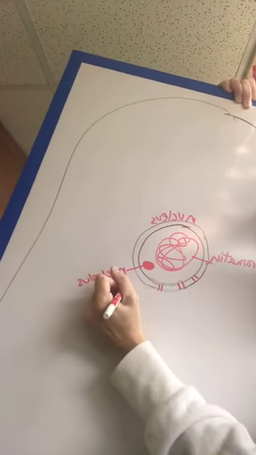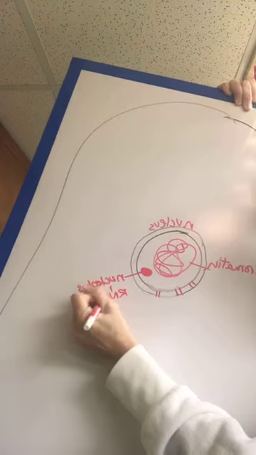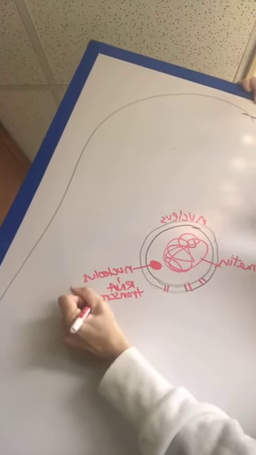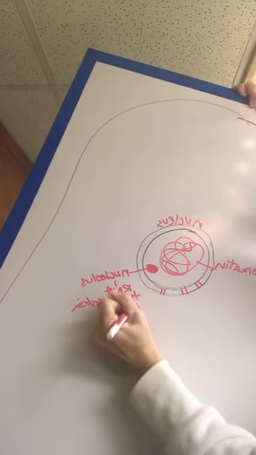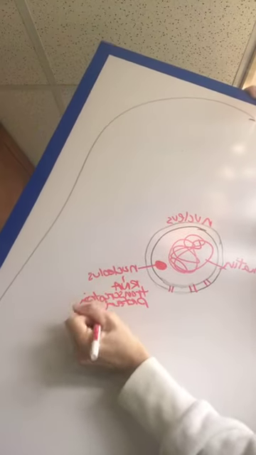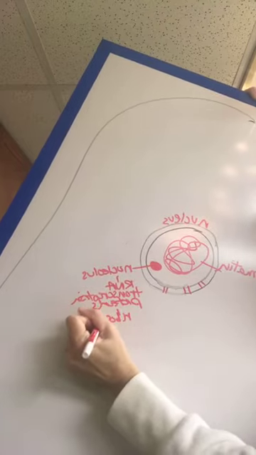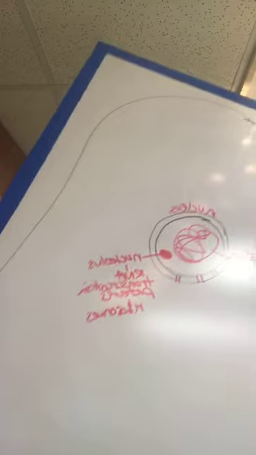The nucleolus is where RNA is made. So that means this is where transcription occurs. And it's also where proteins come together with our RNA to make ribosomes. All right, so all of that is going on in my nucleolus.